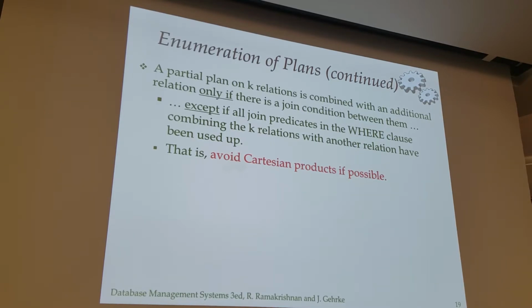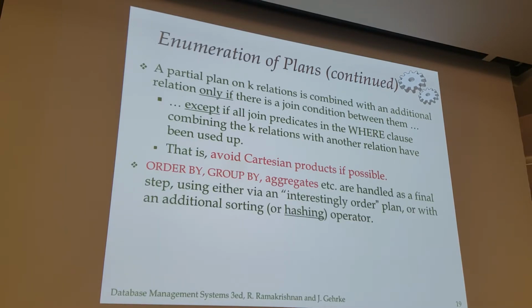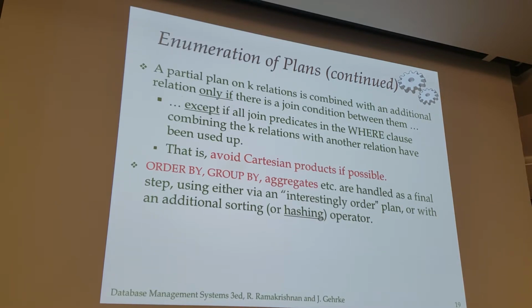As Einstein said, everything should be as simple as possible, but no simpler. Avoid Cartesian product whenever possible, and when it's impossible, you still have to execute the query. Okay? And things like order by, group by, and aggregates are generally handled within a query block at the end of it, putting the results together. It's not always true anymore, but typically in System R you would leave them for last. Things can be done in the middle sometimes.